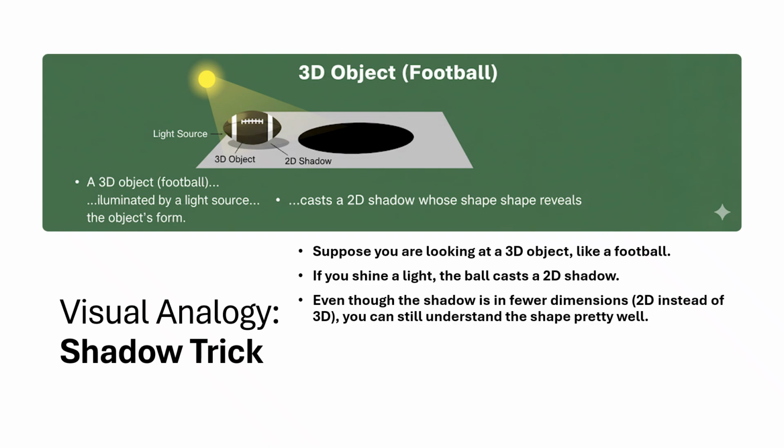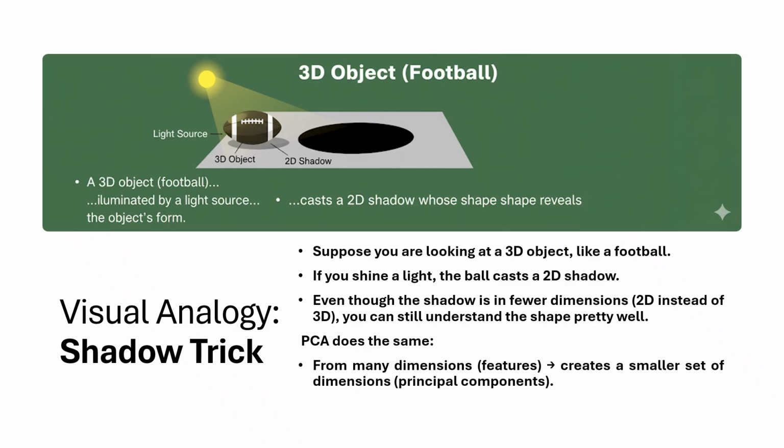See, the 3D object is now here. This is a 2D shadow of the 3D object, and that's exactly what PCA does with the data. It takes data with many dimensions or features and creates a smaller set of dimensions called principal components. Even though the number of dimensions is reduced, PCA still manages to capture the main structure and the important patterns in the data. So now we will see what is correlation and no correlation.